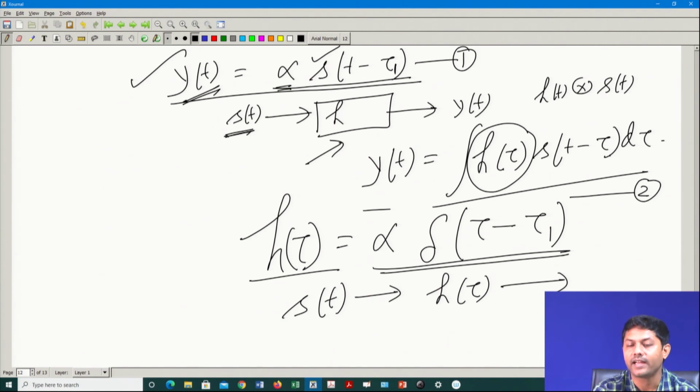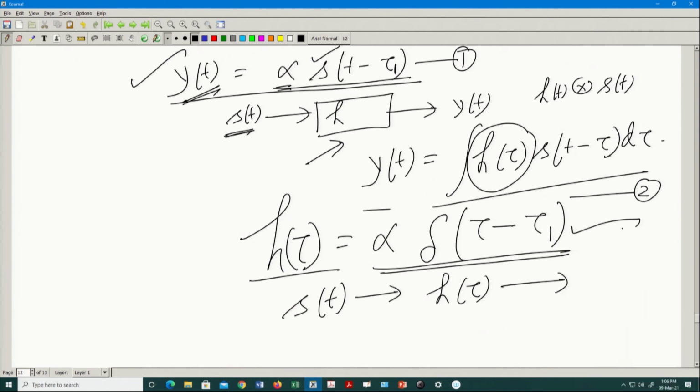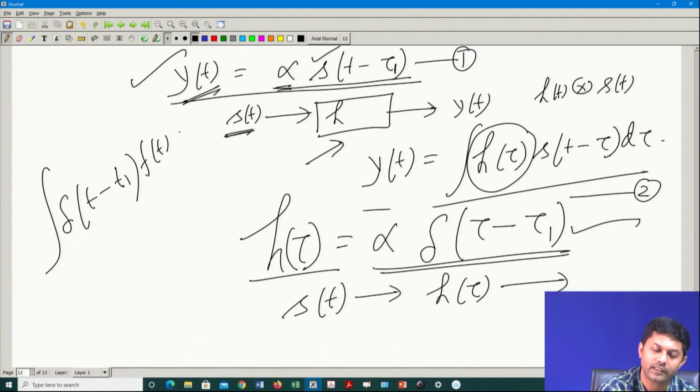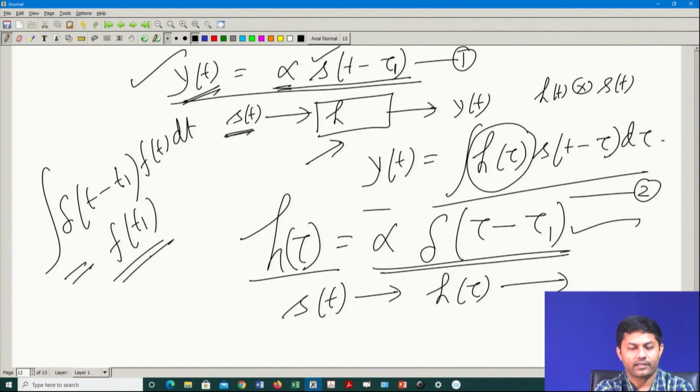Now, compare between 1 and 2. If you compare it, then what should be my h such that 1 comes? It will be something like a Dirac function, because if you integrate with this kind of Dirac function, you will get s(t minus tau 1). This is precisely what you will get. Why? Because for the Dirac function delta(t minus t1), f(t) integrated dt, what would it be? It is f(t1), correct. This is the standard equation.